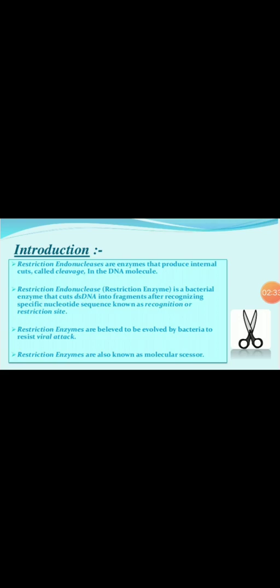These are from bacterial origin, isolated from different types of bacteria, and evolved by the bacteria to restrict viral attack. Why is it present in the bacteria? For the self protection of that bacteria. It means if a virus attacks that bacteria, then this restriction enzyme will cut the DNA of that virus. So for self protection, these restriction enzymes are present in different kinds of bacteria, and it is also known as a molecular scissor.